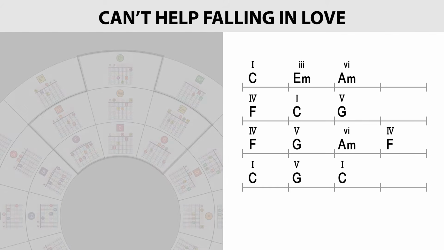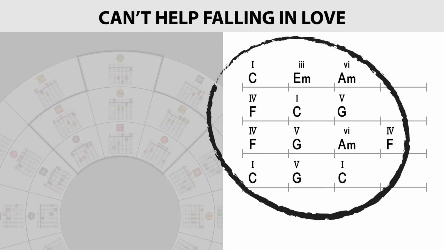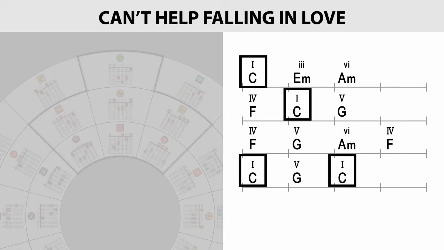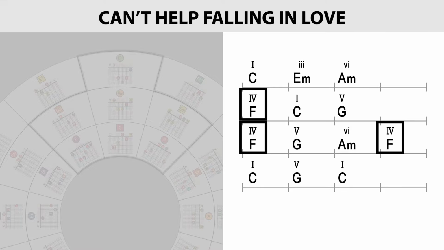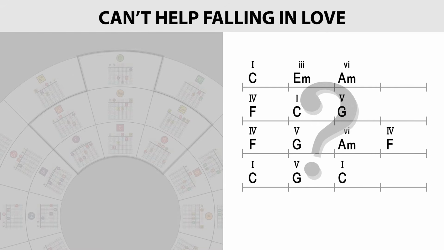Without the circle of fifths, it's not as clear why these particular chords are used in this song: C, E minor, A minor, F, and G. On their own, laid out like this, the relationships between these chords, the connections between them, aren't obvious. It almost seems like they're just randomly thrown together and happen to sound good in sequence.